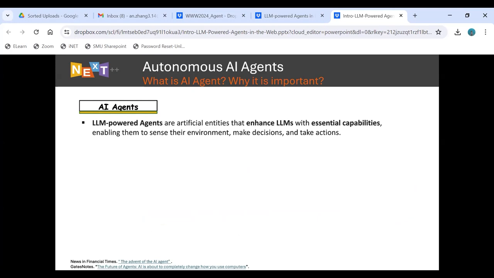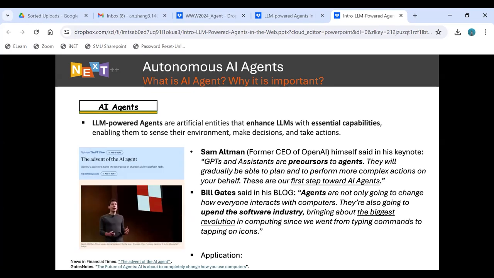So of course, agents have created a lot of excitement. People like Sam Altman were saying that GPTs and assistants are a precursor to agents, that the future will be agents, and that these are a step towards autonomous AI agents. Bill Gates is also saying that they are going to change how everyone interacts with computers. They are also going to upend the software industry.